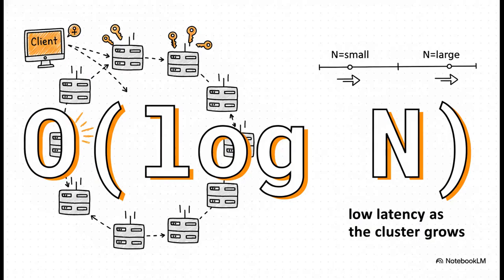And let's talk performance, because that's what it's all about. With consistent hashing, a client can figure out which of the end servers holds the data it needs with O of log n complexity. What that means is, even if your cluster grows from 10 servers to 10,000 servers, the time it takes to find the right one barely increases. That is absolutely critical for keeping latency down as you scale.